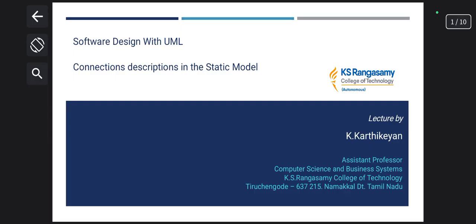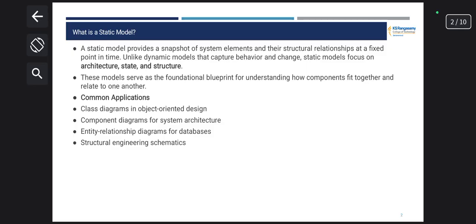So, welcome to this lecture on connection description, the static model, from software design with UML. It is a core concept in software design using UML. Today, we will explore how different elements of a system are connected, why these connections are important, and how they help us design robust and maintainable systems. By the end of this lecture, you will understand not only the theory but also practical applications of these connections in real-world software designs.